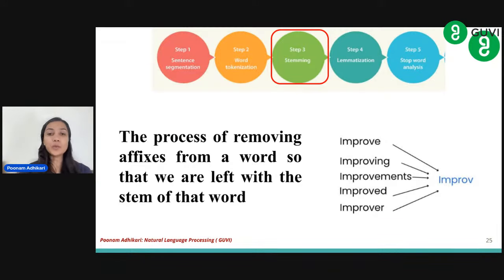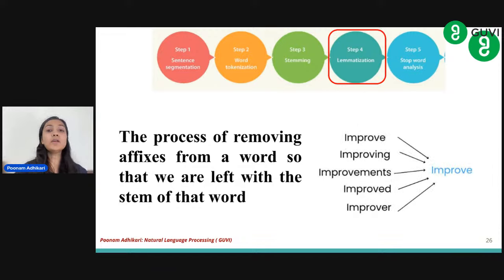In stemming, we are given the different forms of a given word, right? Improve, improving, improvements, improved, improver, like that. Any word that has been mentioned like this needs to be converted to the root form. Root form means the word from where it originates. Now, when we do the stemming, it follows a rule. That means if there is ing, if there is d at the end, if there is s at the end, if there is er at the end, just remove them. They are representing different forms of a word.